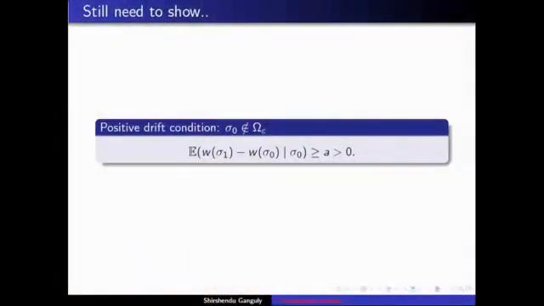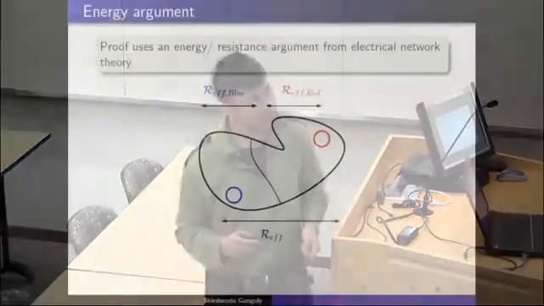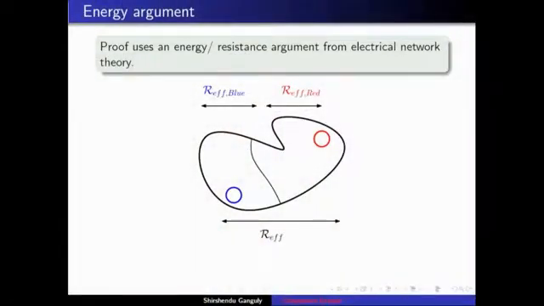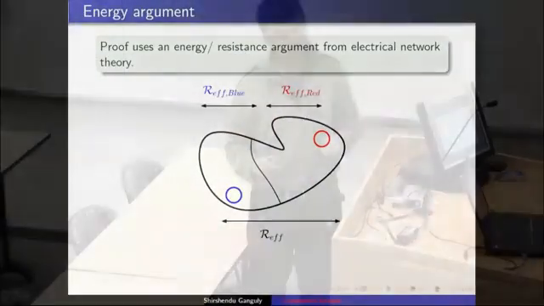I still have to show this positive drift condition, that if you're outside, then you increase on average. Okay, so this uses an energy argument. Look at this graph. Look at this blue region on this side. Look at the red region on this side. So now you have three graphs: one is the whole graph, and the other two are these colored graphs. And now look at the effective resistance, which I'll define in a moment, for this whole graph and these two other graphs.